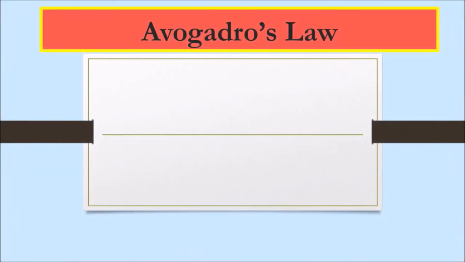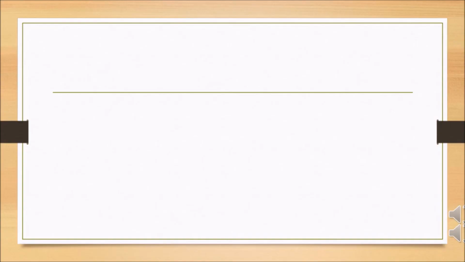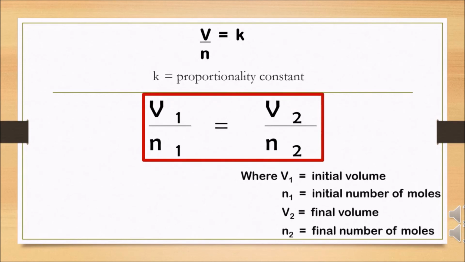The third gas law is Avogadro's law. It states that, at constant temperature and pressure, volume of gas is directly proportional to the number of moles of the gas. So, at different volume and number of moles of gas, we will get V1 over n1 equals V2 over n2.